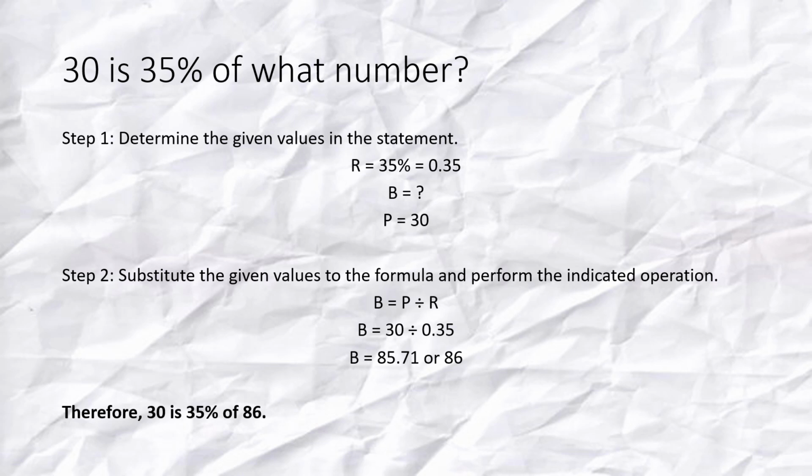30 is 35% of what number? So again, the identified given values are rate equals 35% or 0.35. The base is missing. The percentage is 30. The formula is B equals P divided by R, where percentage is 30 and the rate is 0.35. So divide 30 by 0.35, you will get 85.71, or in rounded whole number value, that is 86. Therefore, 30 is 35% of 86.